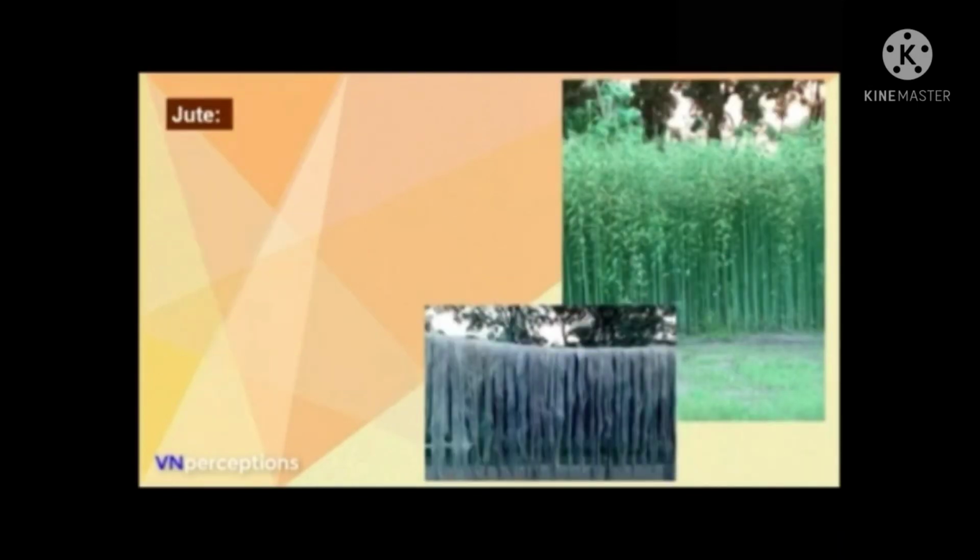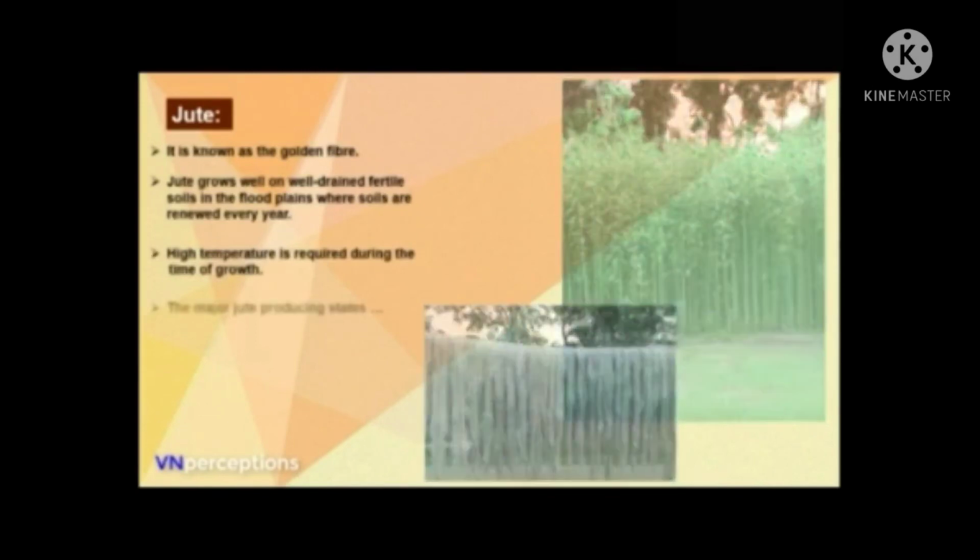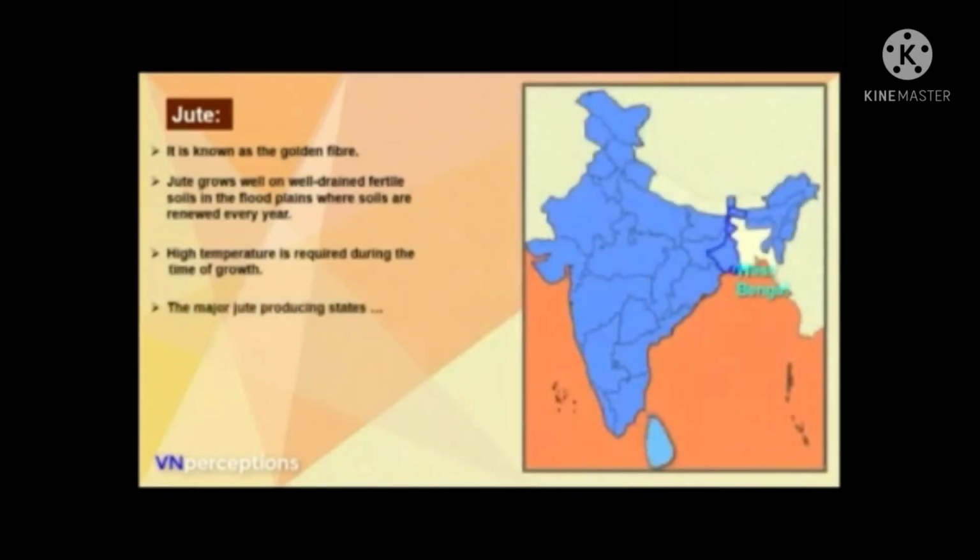Talking about jute, jute is called the golden fiber. It grows well on well-drained fertile soil in the floodplains where the soils are renewed every year. And that is why the delta regions of West Bengal is the best place in India. It requires high temperature during the time of its growth. The major jute producing states are West Bengal, Bihar, Odisha, Assam, and Meghalaya. It is used in making gunny bags, mats, ropes, yarn, carpets, and other artifacts.